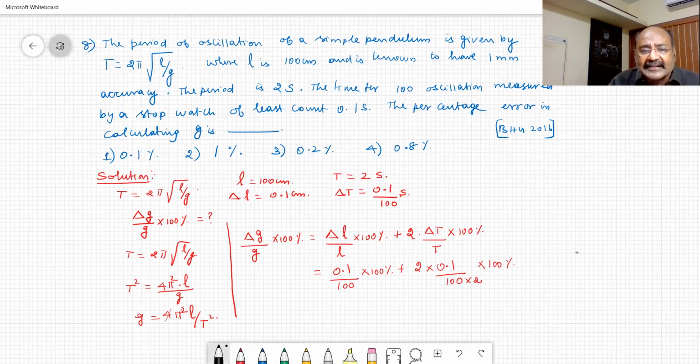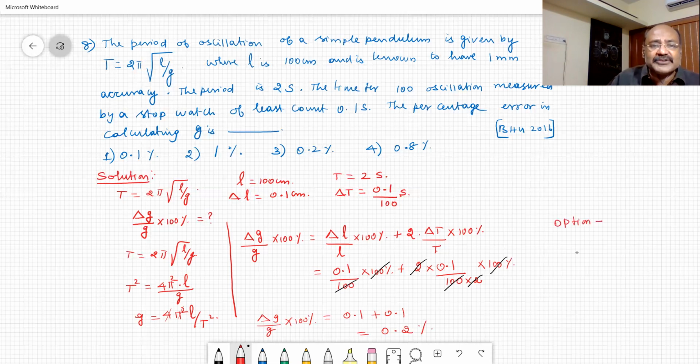Now when you are cancelling, this 100 and this 100 will get cancelled. This 2 and this 2 will get cancelled. This 100 and this 100 will get cancelled. So what is the answer? Delta G divided by G into 100% is equal to 0.1 plus 0.1, that is equal to 0.2%.